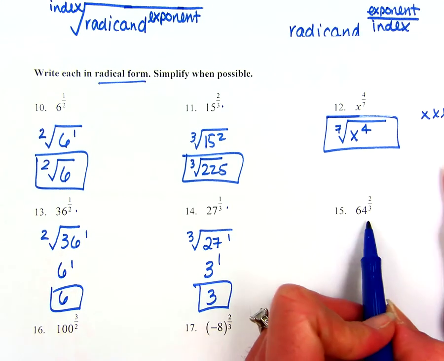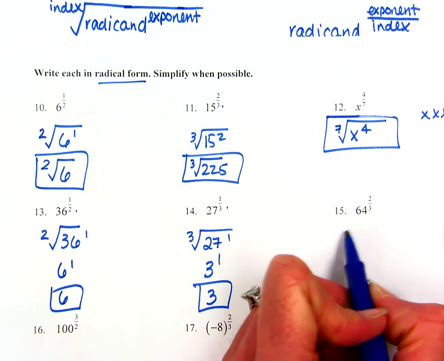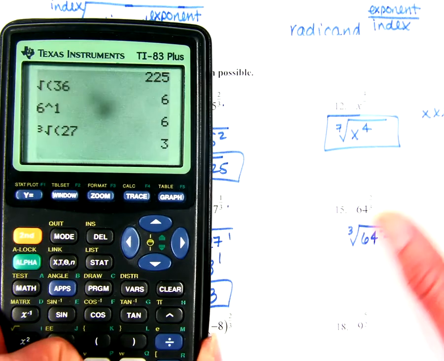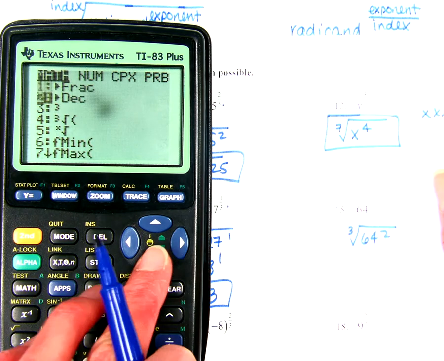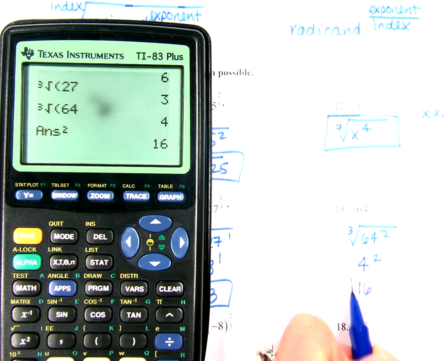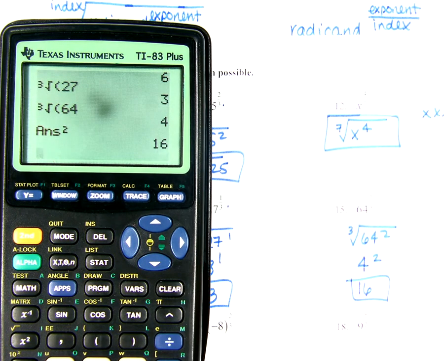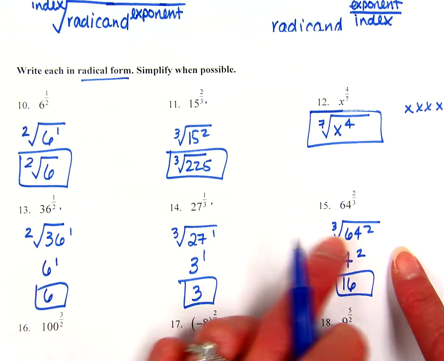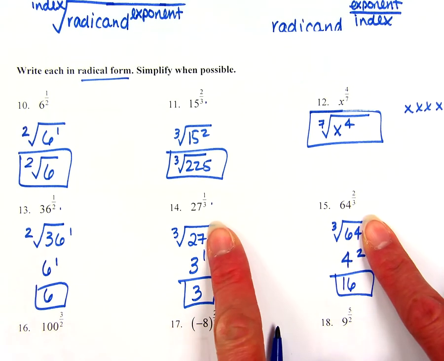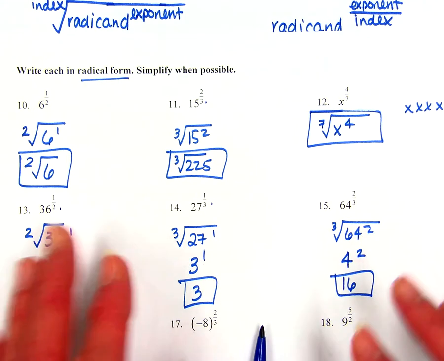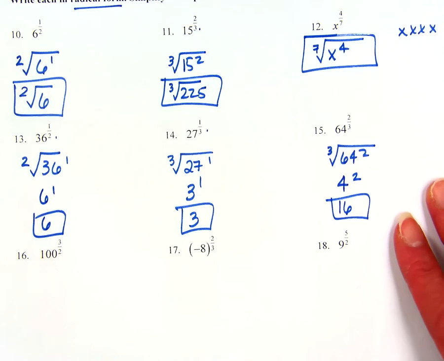Okay, number 15 is 64 to the 2/3. So we've got the cube root of 64 squared. You should start getting used to seeing a lot of these numbers. You get a lot of the same values. So cube root of 64, hopefully you recognize that is 4. And 4 squared is 16. Now you could, if you wanted to, do 64 squared first and then take the cube root. But I would always do the index first. Ignore the exponents and do the cube root of 64 first, because that'll give you a smaller number to work with. I think it's a lot easier to do the problem that way.